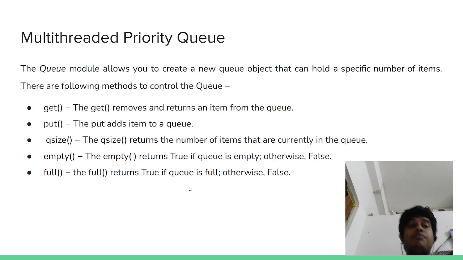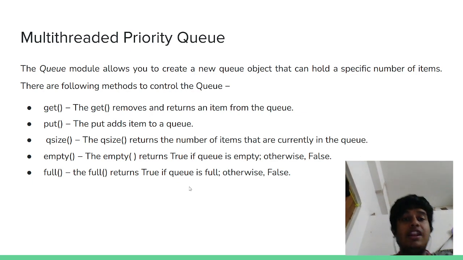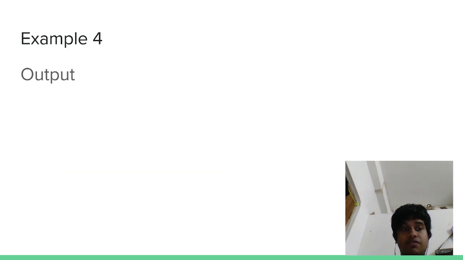Multi-threading priority queue. The queue module allows you to create new queue objects that can hold a specific number of items. There are the following methods to control the queue. The get method removes and returns an item from the queue. The put method adds an item to the queue, and qsize returns the number of items currently in the queue. Empty returns true if the queue is empty, otherwise false. The full method returns true if the queue is full, else false.